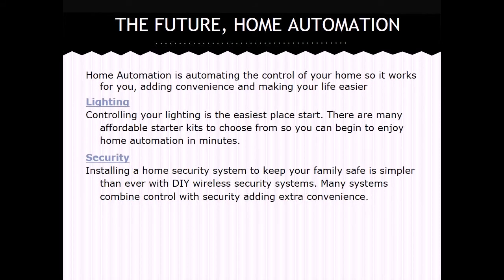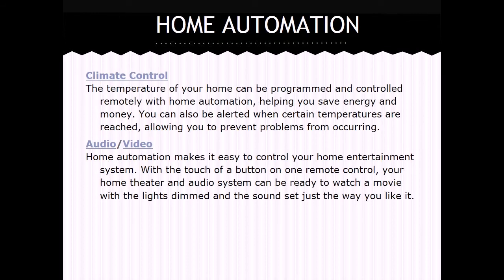Home automation is automating the control of your home so it works for you, adding convenience and making your life easier. Climate control. The temperature of your home can be programmed and controlled remotely with home automation, helping you save energy and money.